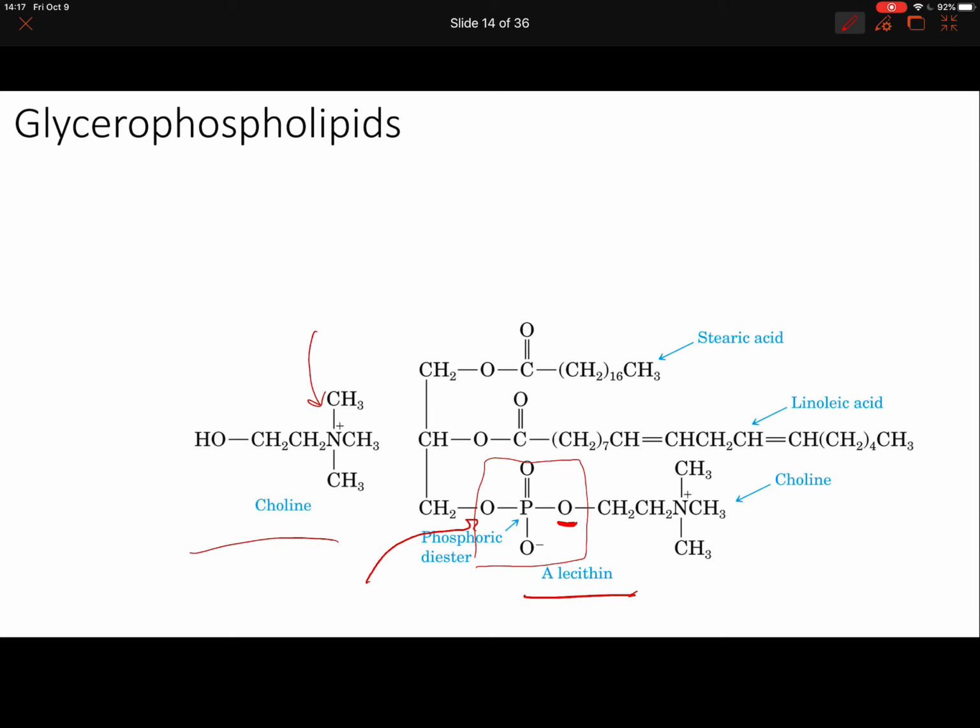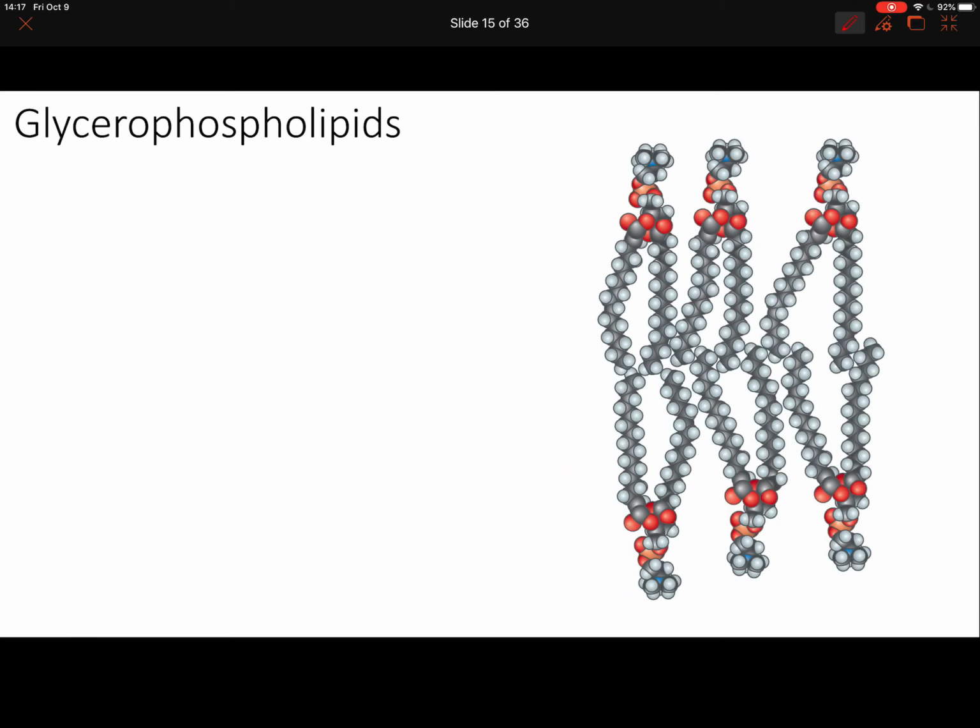Okay. Here's a space-filling model of some complex lipids in a bilayer. As you can see, those hydrophobic tails point inward, the hydrophilic heads are on the outsides. Kind of gives you an idea of what this would look like.